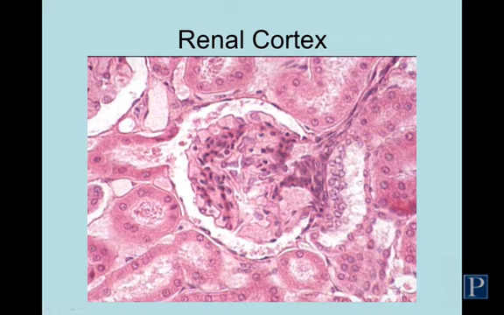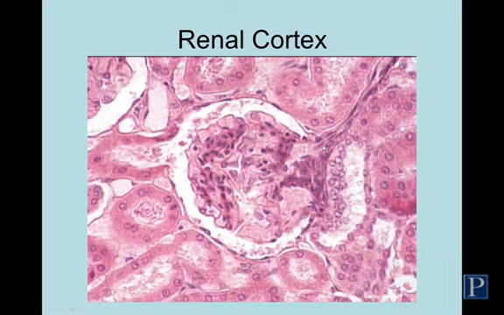So this is a really nice section because you can see both the urinary pole and the vascular pole attached to the same renal corpuscle. Many times you may see only one or the other, or you may see neither. So it just really depends.